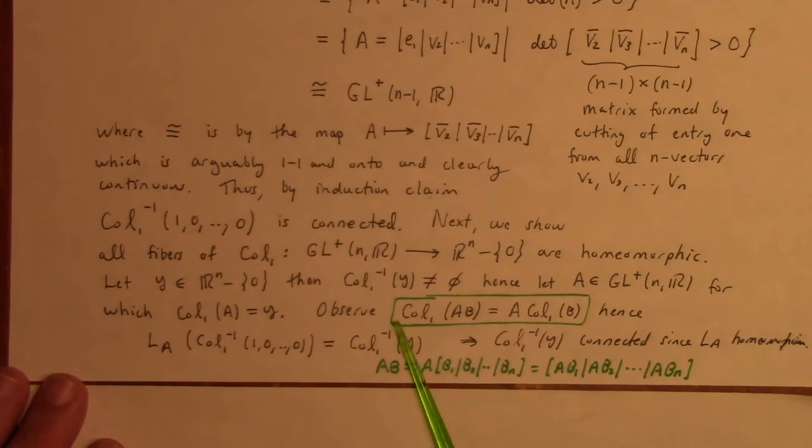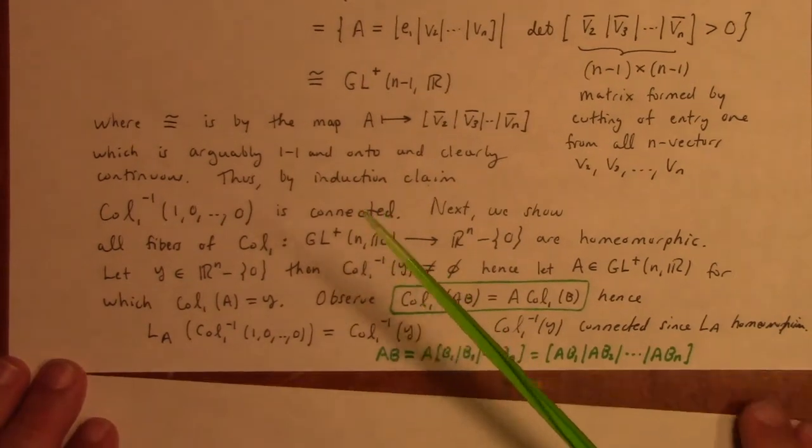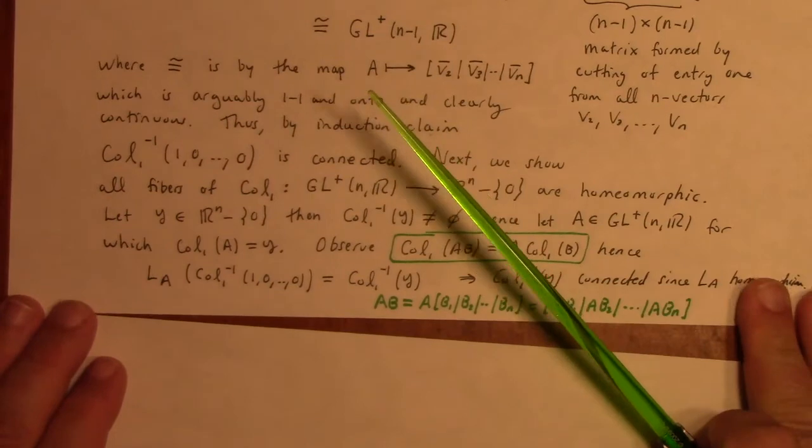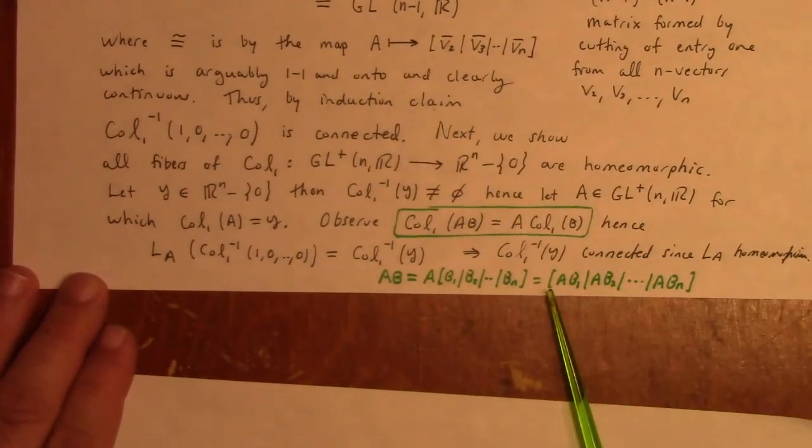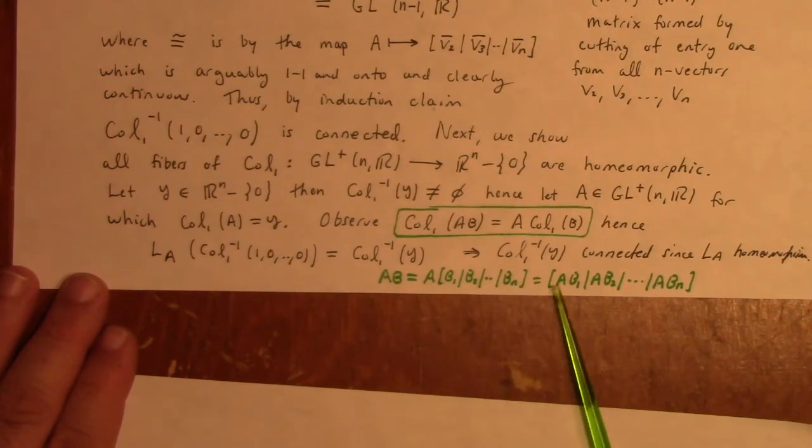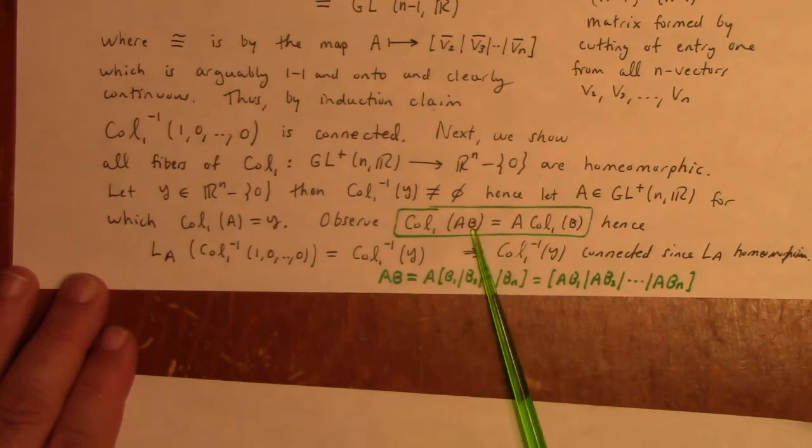Now remember this property of matrix multiplication. The column 1 of the product is A times column 1 of the right factor. That's from this down here. So if you have A times B, with columns column 1, column 2, up to column N, the way that multiplies is A times B1, A times B2, up to A times BN. So if we look at column 1 here and over here, we can see that column 1 of AB is A times column 1 of B.